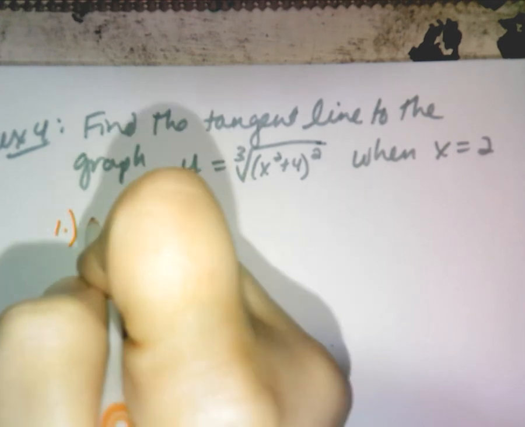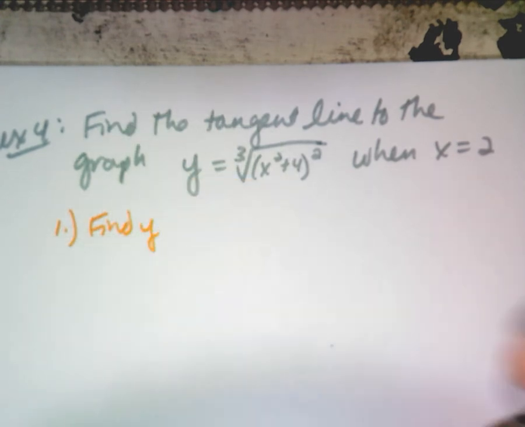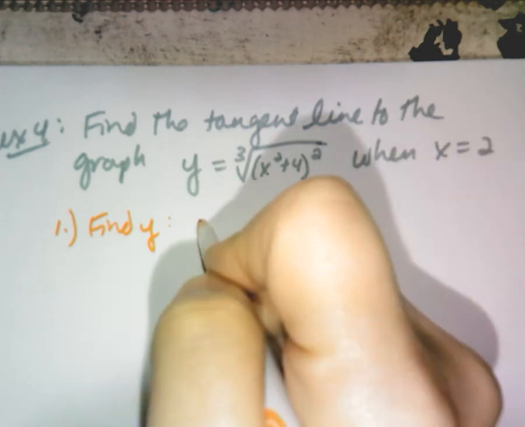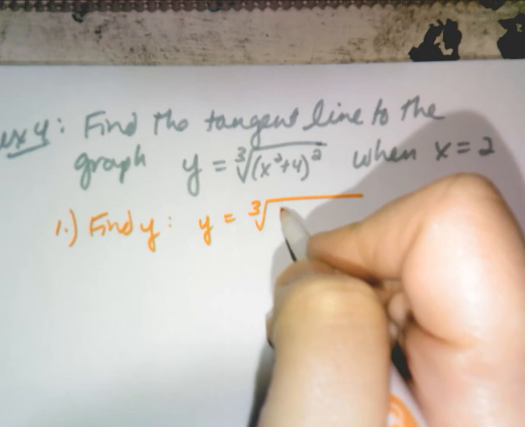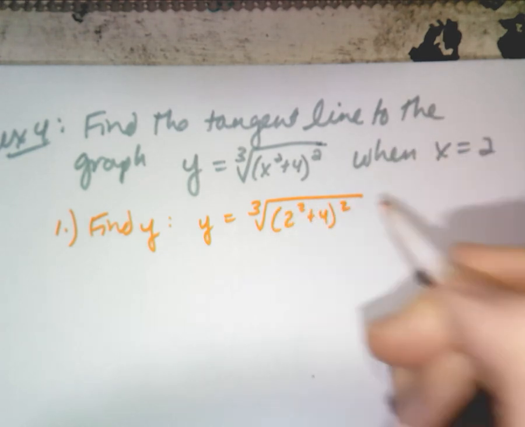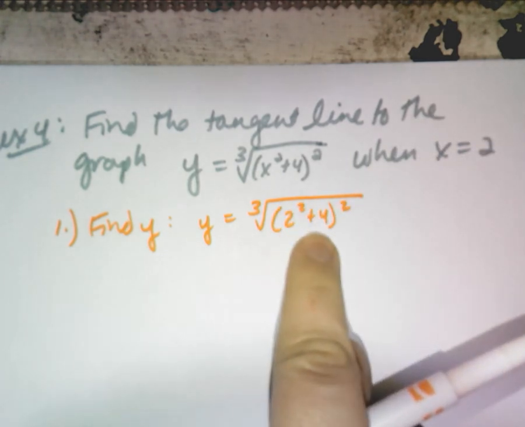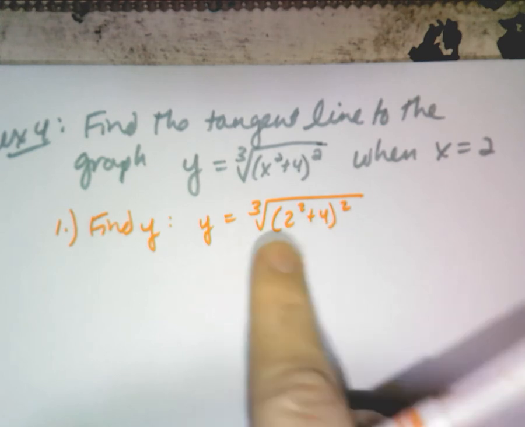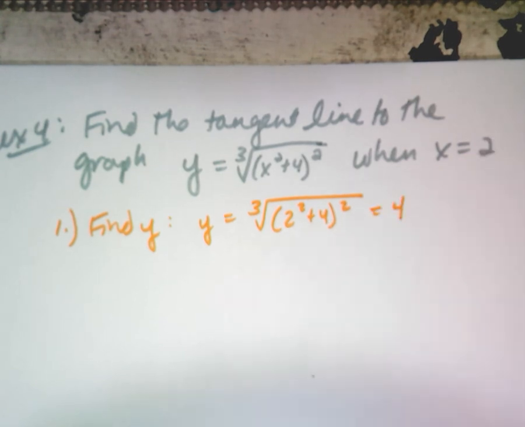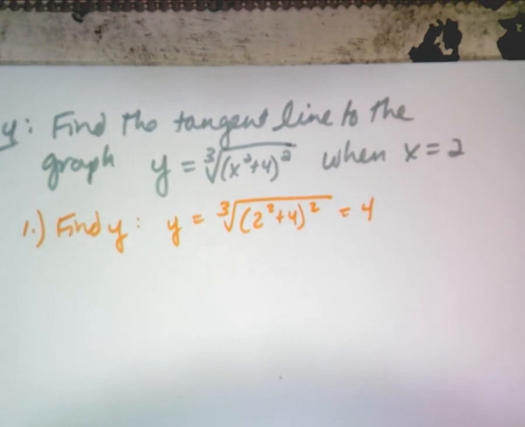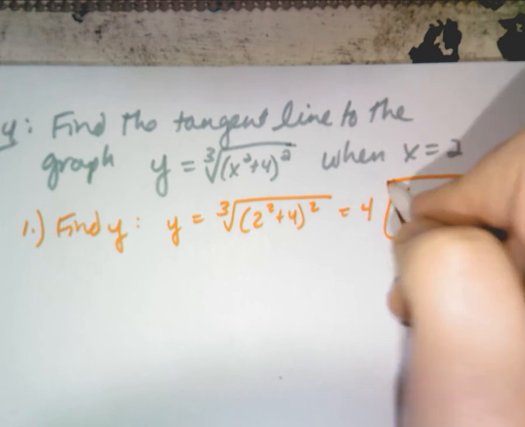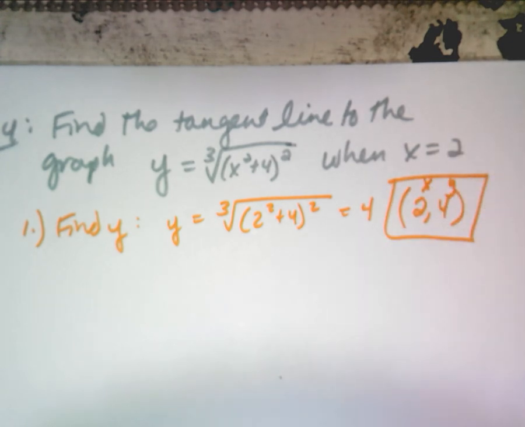All right, so step number 1, you really do need to find that y first. Plug in your x. So y equals the cube root of (2 squared plus 4) quantity squared. 2 squared is 4, 4 plus 4 is 8, 8 squared is 64. What's the cube root of 64? 4! So the point I'm concerned about is (2, 4). That is my xy point. You all agree? All I did was plug it in.